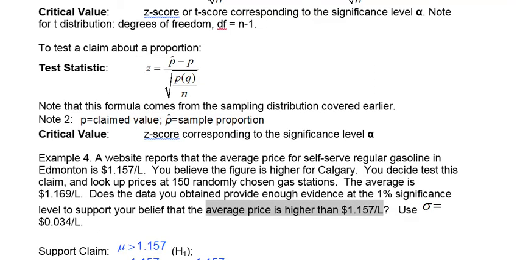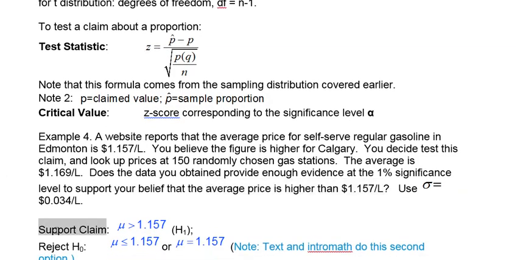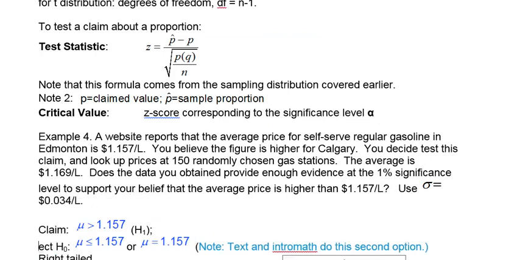Then we want our opposite, our null hypothesis, is going to be less than or equal to, but remember, both your text and intro math do the second option where they say equals, because our formula is based on that equality, even if our diagram is based on the greater than sign. So the greater than sign does tell us our diagram is going to be right-tailed.